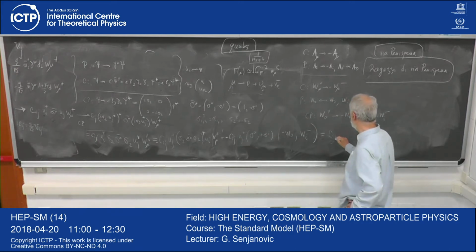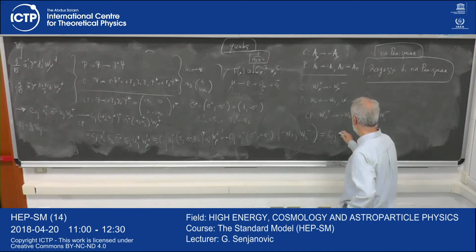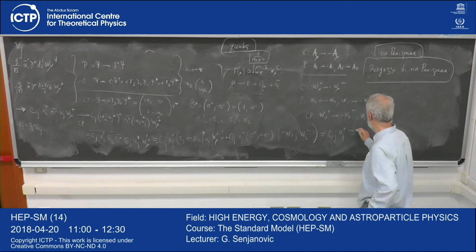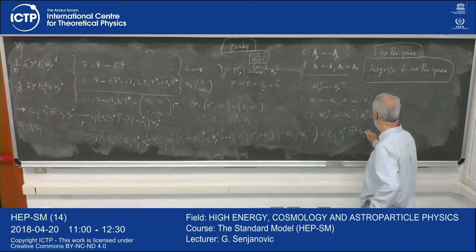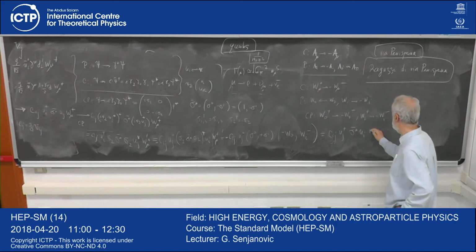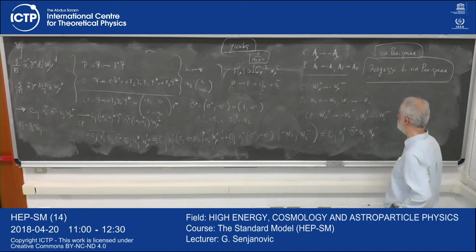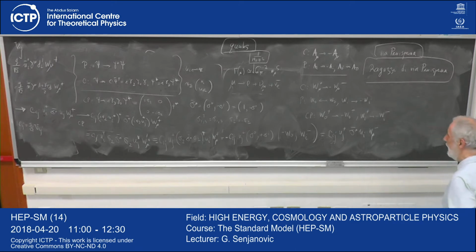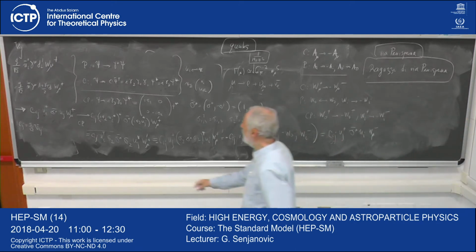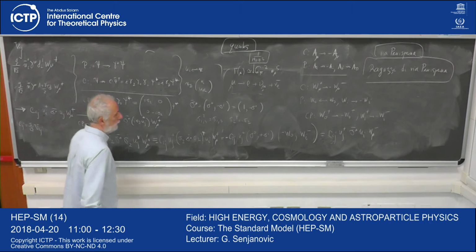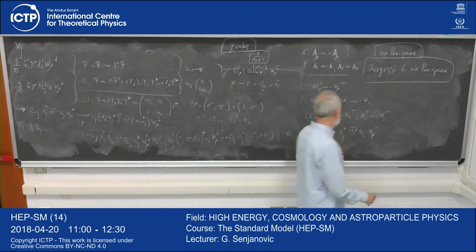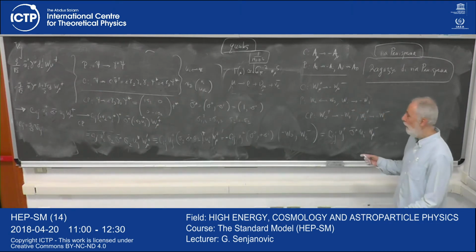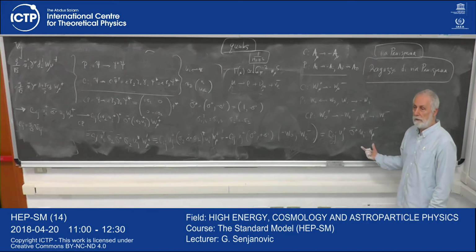I'm back to Cij, uj dagger, sigma mu bar, ui, W mu minus. Under CP, this thing goes into this. It reversed the position of the first and the second spinor, and W plus into W minus.